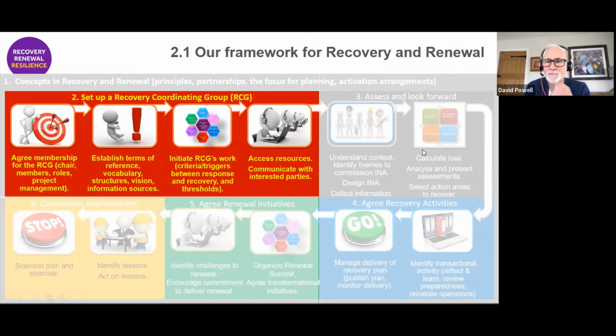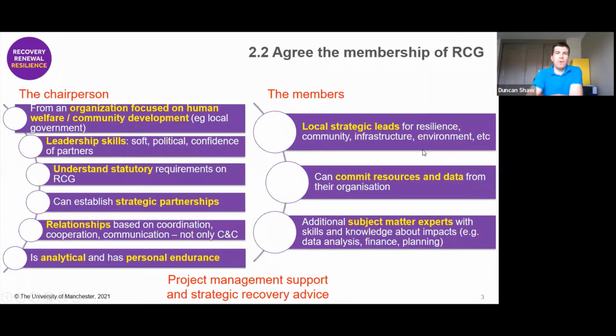Duncan? Great. So obviously the chairperson and members of the recovery coordination group are absolutely key. And what we've seen is that the chairperson tends to be from an organisation that is very much focused on community development. So that might be local government, but it's somebody who really understands what the impact and needs assessment means on the ground. Obviously, this person needs some leadership skills, as you would expect from a senior member of local government. They need to understand statutory requirements, but they might get some support from project management to provide that.